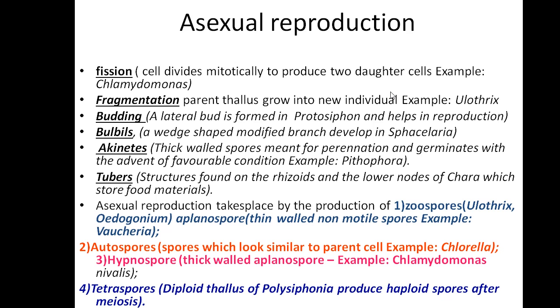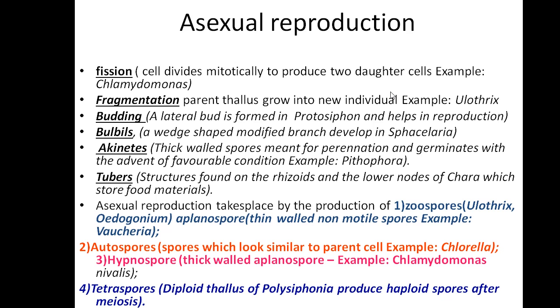Pithophora, it's called Pithophora. Next, tubers mean structures found on the rhizoids. Rhizoids means roots, and on the lower nodes of Chara they store their food material. Tubers are like, for example, the potato. Potato stores a large amount of starch. Okay, that potato only we will be eating, right? Like that.